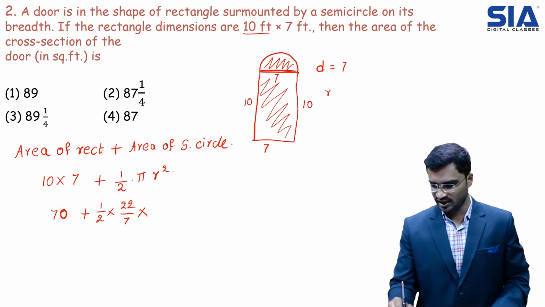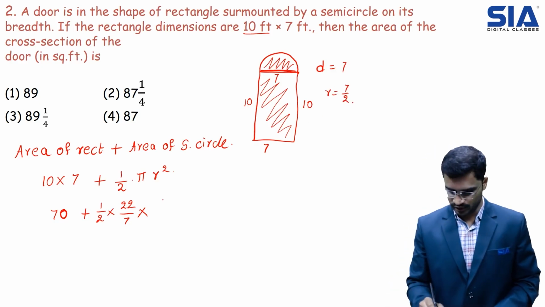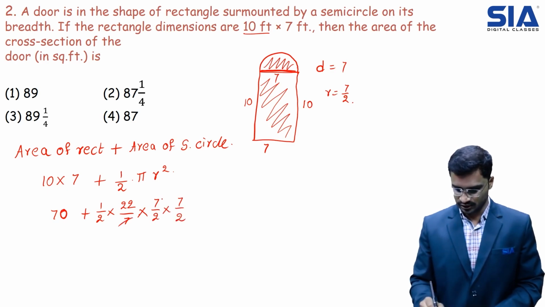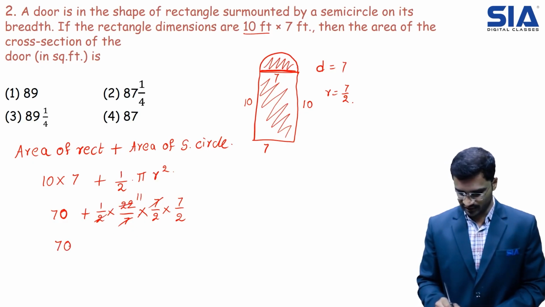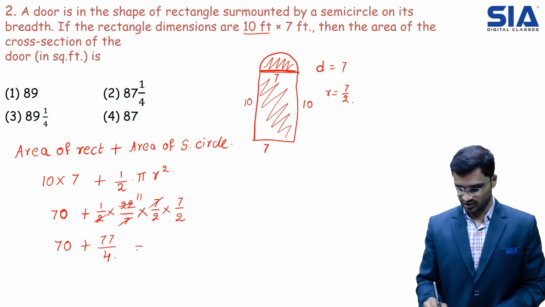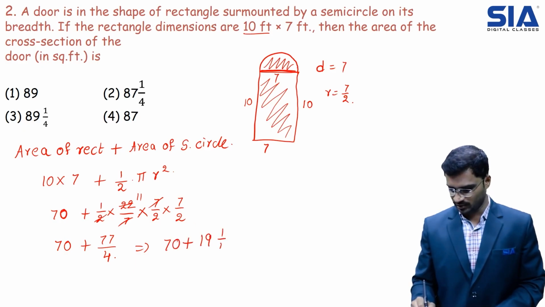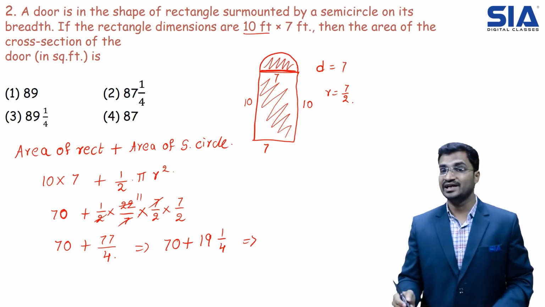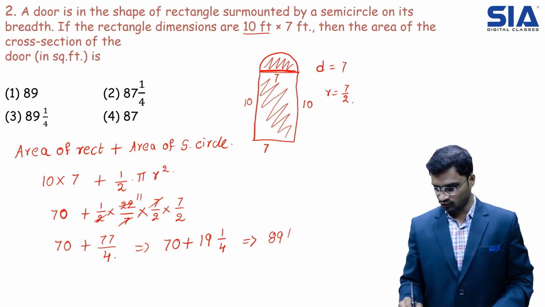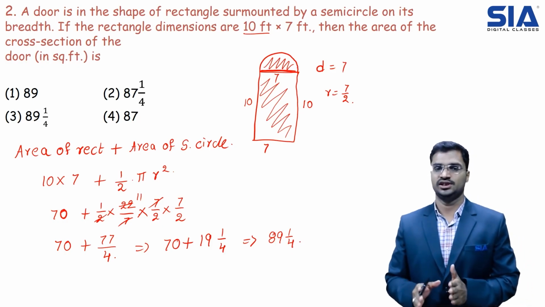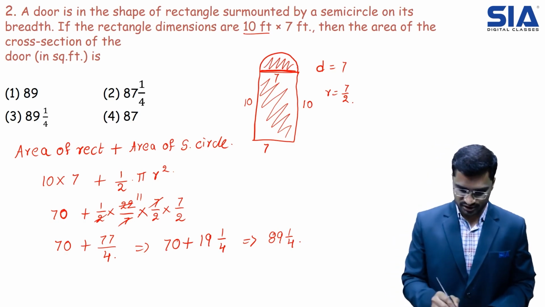As d is equal to 7, then the radius is equal to 7 upon 2. Radius is 7 upon 2 into 7 upon 2. Now solving this, 7 and 7 get cancelled, 2 elevens. Now what we are left with is 70 plus 77 by 4. So this gives me 70 plus 77 by 4, which is 19 1 by 4. So 70 plus 19 1 by 4 is 89 1 by 4. So the area of that door or this cross section is 89 1/4, which is option 3.